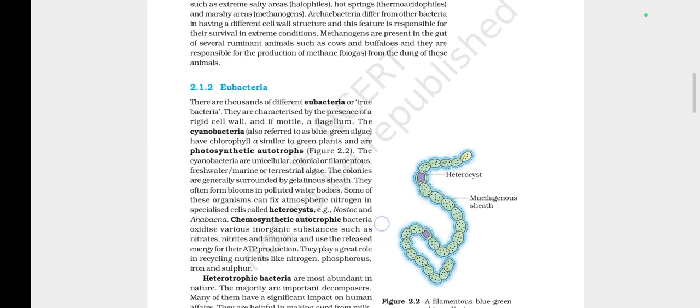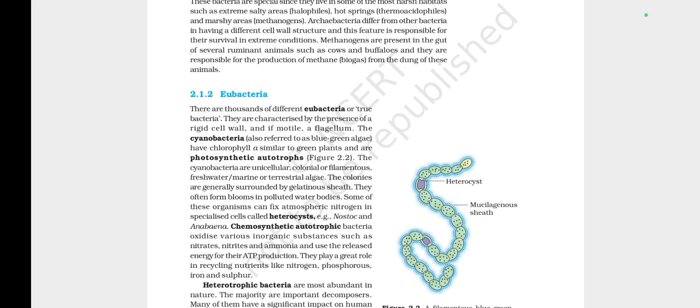Eubacteria. There are thousands of different eubacteria or true bacteria. They are characterized by the presence of a rigid cell wall, and if motile, a flagellum. The cyanobacteria, also referred to as blue-green algae, have chlorophyll a similar to green plant photosynthetic autotrophs.